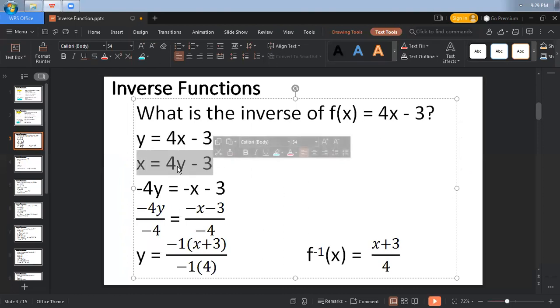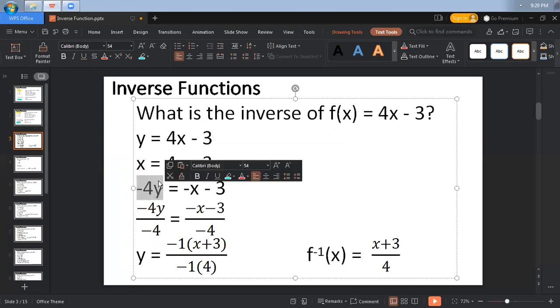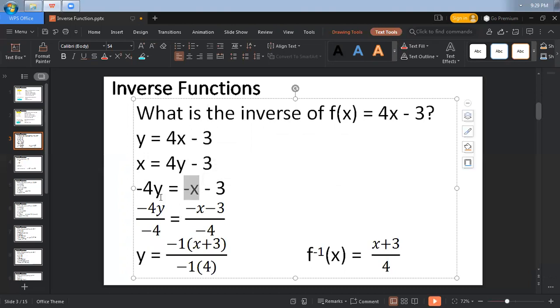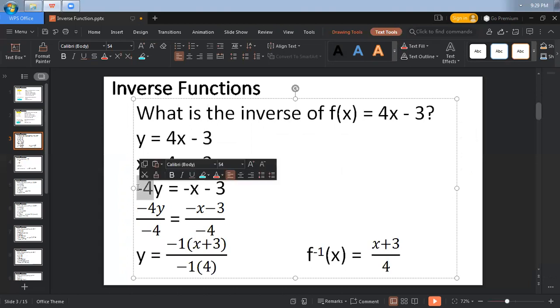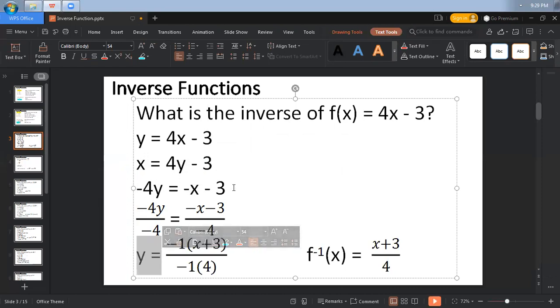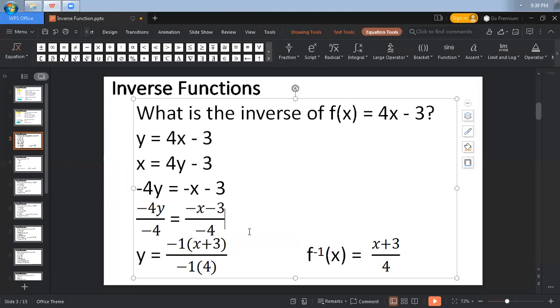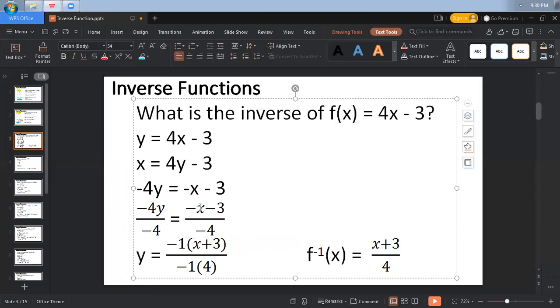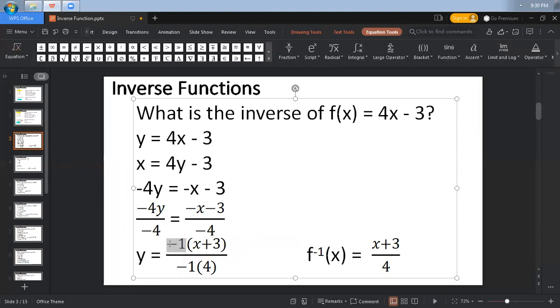Now, napansin nyo po, kailangan mag-transpose itong 4y sa kabila. So, magiging negative 4y siya. And then, yung x naman magiging negative x. Then, after that, divide natin both sides by negative 4. So, para mawala itong negative 4 na katabi ng y. So, the answer is y na lang dito sa left. Now, itong negative x minus 3 divided by negative 4, as you can see, pwede nyo pong i-factor yan and lalabas yung mga negative 1. Yan.